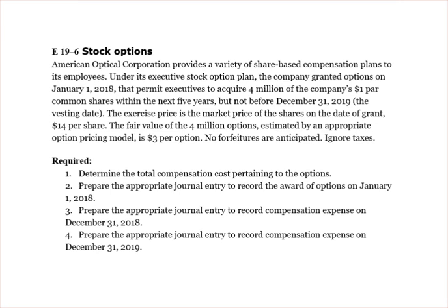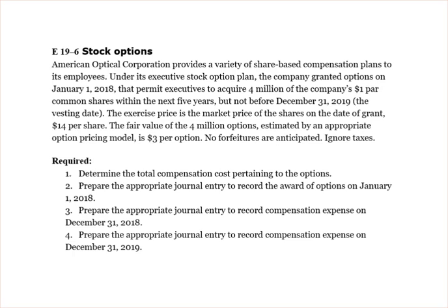All right, this next problem has a variety of different compensation plans, and they have stock options here. It says no forfeitures are anticipated. What they mean then is that you should do it for the full value. The total compensation cost is going to be the option pricing model value times the number of options, and this is going to be 12 million.